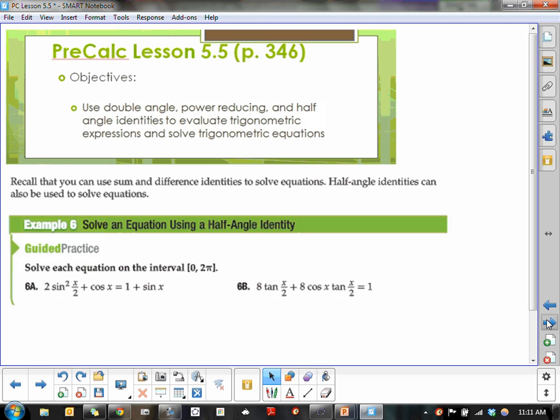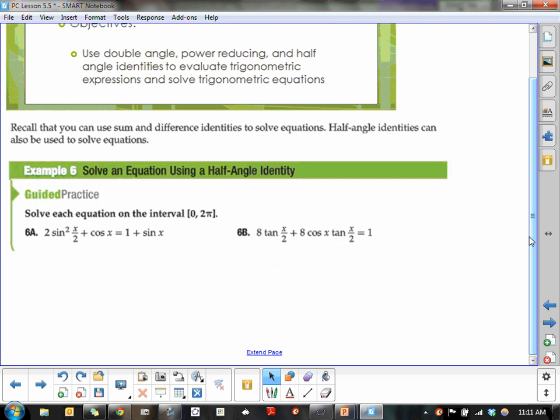Just like all the others, after you learn how to use it, they want you to use them in solving equations. So solve each equation on the interval from 0 to 2 pi. Here we go. We have 2 sine squared of x over 2 plus cosine of x equals 1 plus sine of x. So what do you see in here that we just learned and should apply?